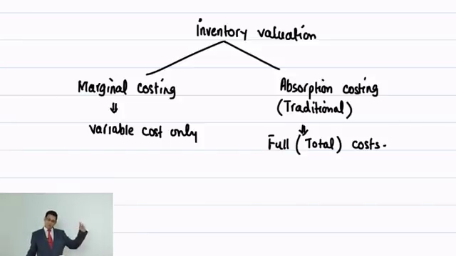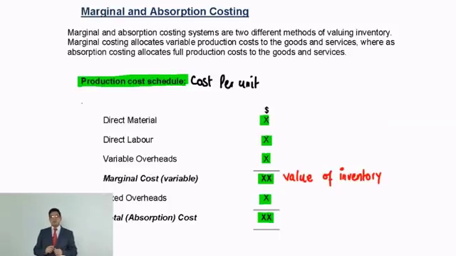And later on, when we head towards decision making, we will see why marginal costing is preferred over absorption costing in making decisions. When we come to that point, we will talk about it. So that's how we make up the cost per unit as per marginal costing and as per absorption costing.